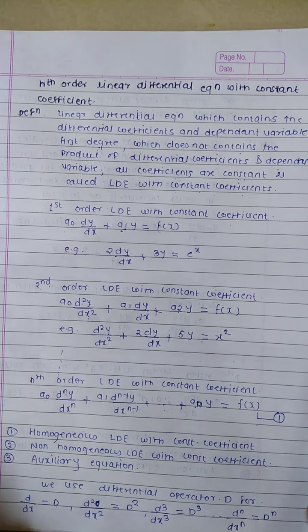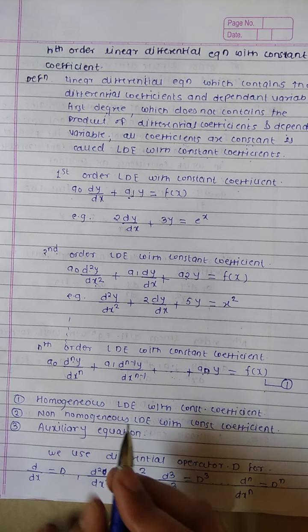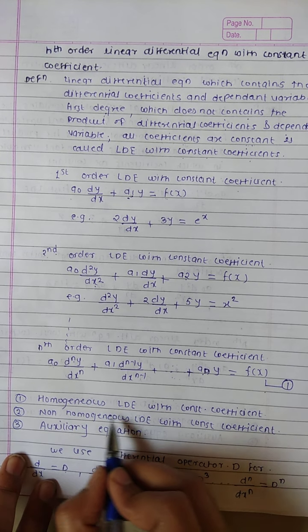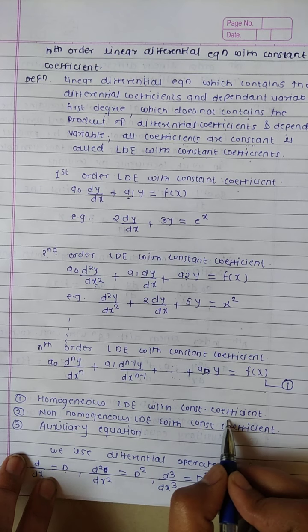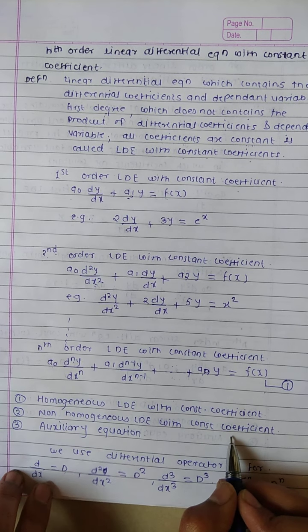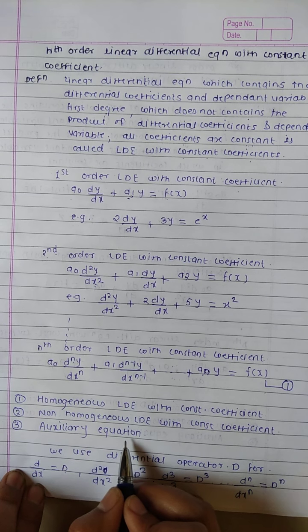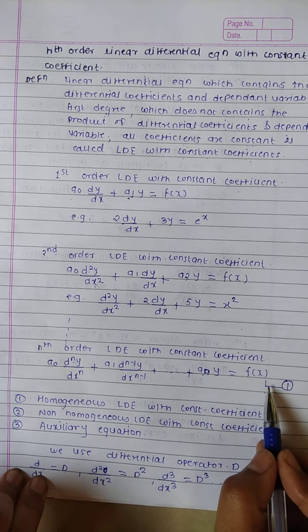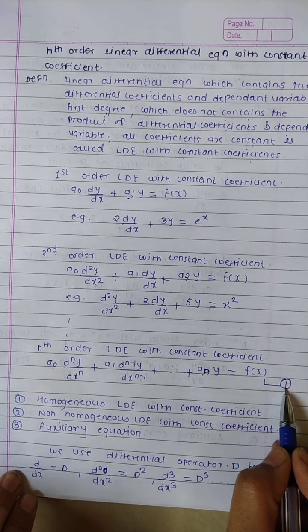Now we see some concepts. First is homogeneous linear differential equation with constant coefficient, second is non-homogeneous linear differential equation with constant coefficient, and third one is auxiliary equation. So for that we consider this equation as 1.